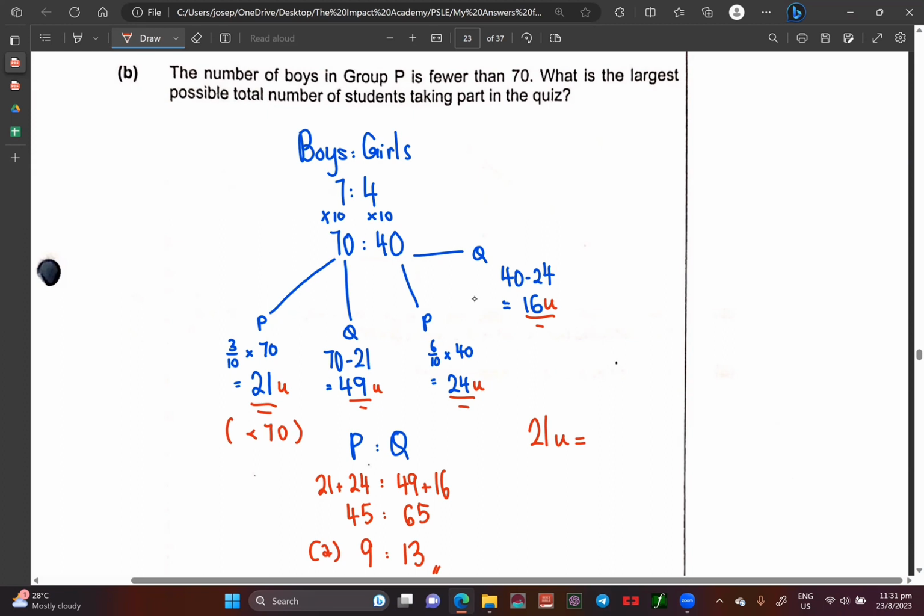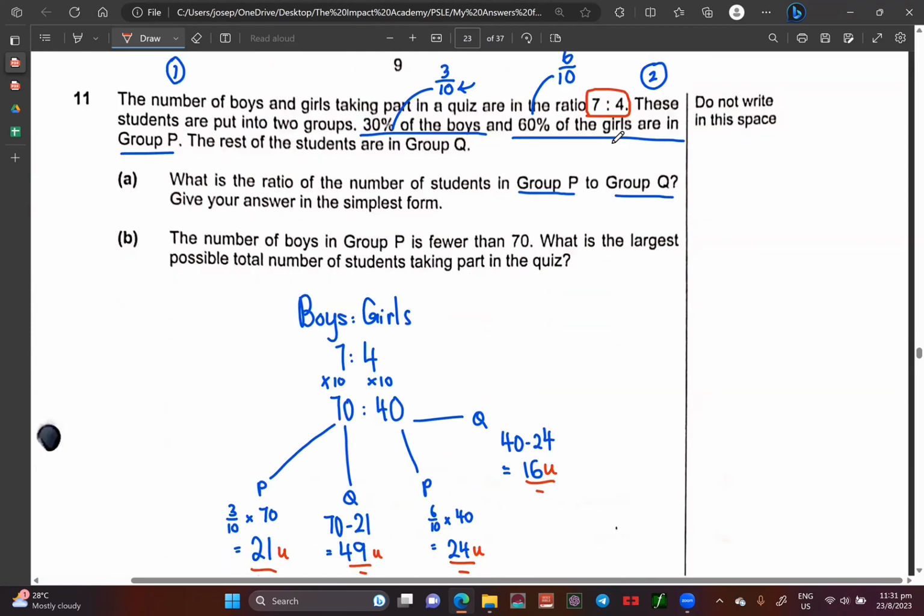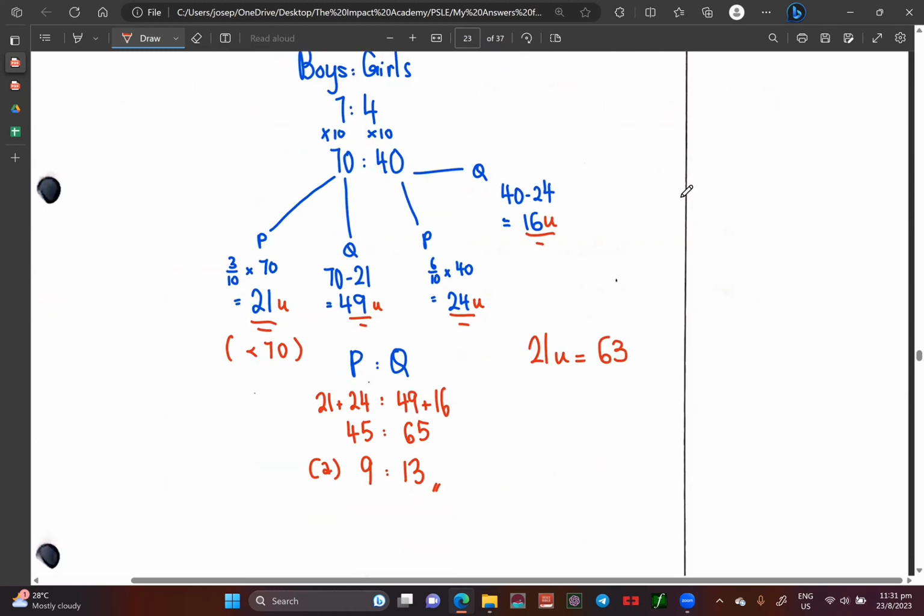Now, what is the most possible multiple? It will be 63. If you're wondering why it is 63, it has to be a multiple of 7, because over here we are dealing with the number of boys and girls taking part in the quiz in the ratio of 7:4. So the most number of boys that I can have over here is 63, because it has to be fewer than 70. If they say 70, then it will be 70. You get what I'm trying to say?